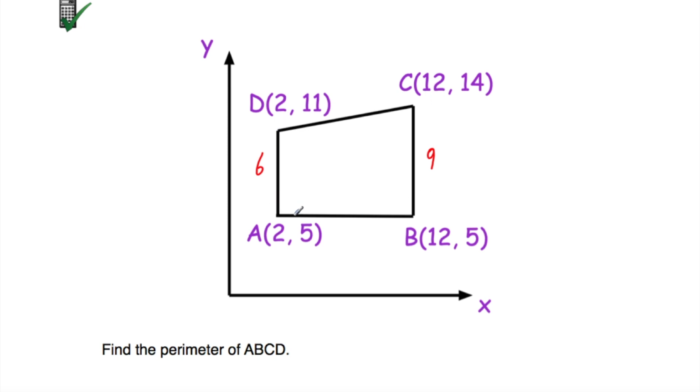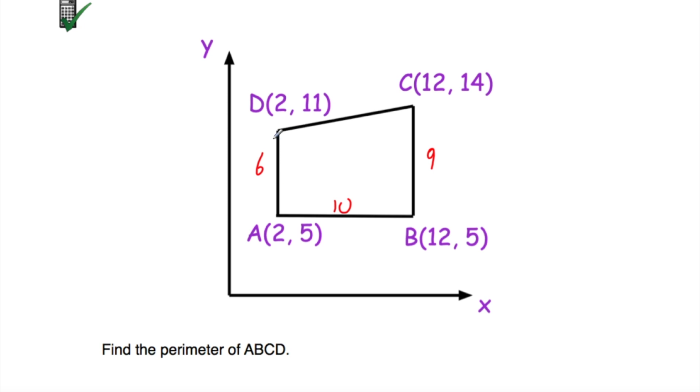In terms of the base, from A to B, to get from 2 across 5 up to 12 across 5 up, you'd go 10 across, so the length of that side is 10. And then finally, we've got this diagonal. So we're going to use Pythagoras' theorem here to work out the length of this diagonal, CD. And then once we find the length of the diagonal, we can add it to the 6, the 10, and the 9. And then that will give us the perimeter of A, B, C, D.